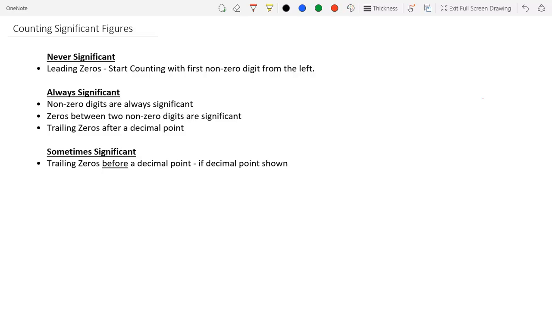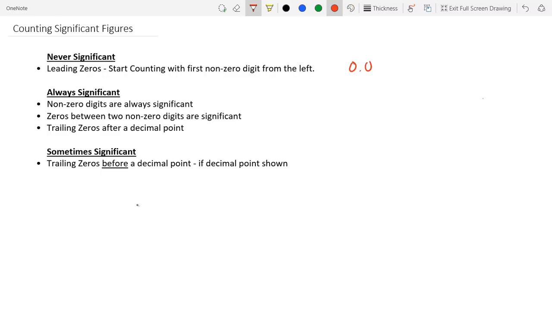This is a really quick video about counting significant figures. To start out, we should look at which digits are never going to be significant. And these are leading zeros, zeros on the left hand side of a number. We always start counting from the first non-zero digit on the left to determine our significant figures.